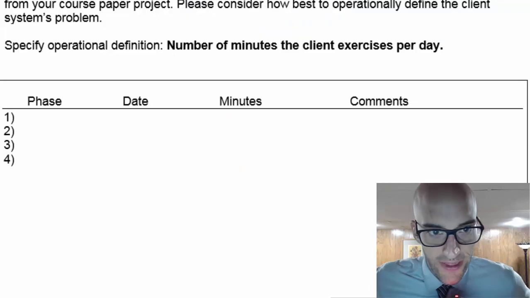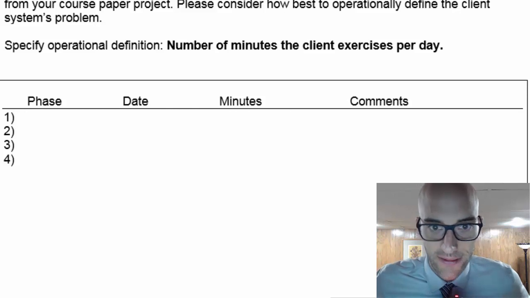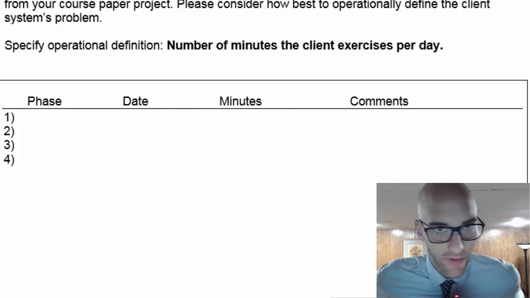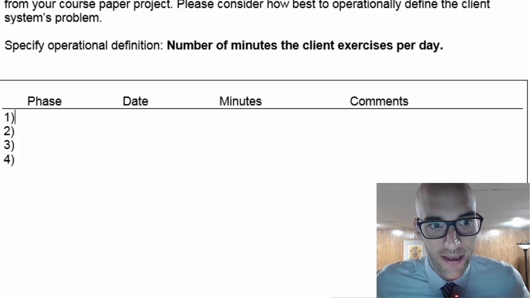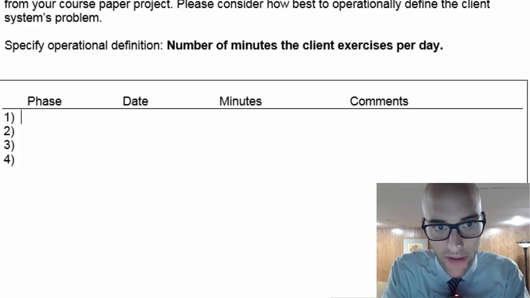I'm not going to fill this whole thing out, but just as an example, you could put something like phase, whether it be baseline or intervention, the date of the occurrence, number of minutes exercised, and then any kind of comments related to that. You could fill this out in any way that makes more sense to you. There's no real right or wrong way of doing this, but I just think it's a simple way to lay out how you've collected your data.